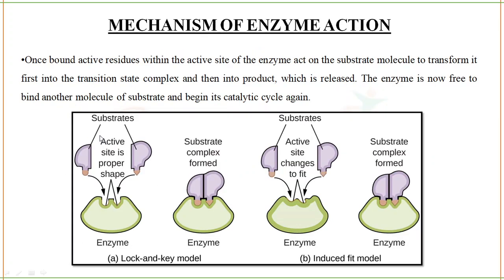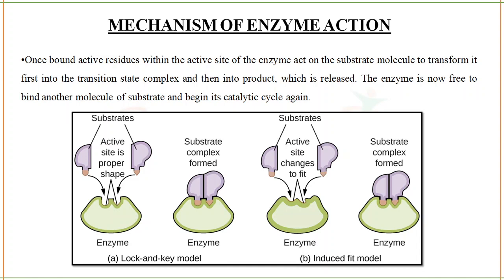Next is the mechanism of enzyme action. We're going to see how enzymes act. How do they work? Once bound, active residues within the active site of an enzyme act on the substrate molecule to transform it into the transition state complex and then into the product. So what happens is, when the substrate binds to an enzyme, the substrate is getting converted into product.